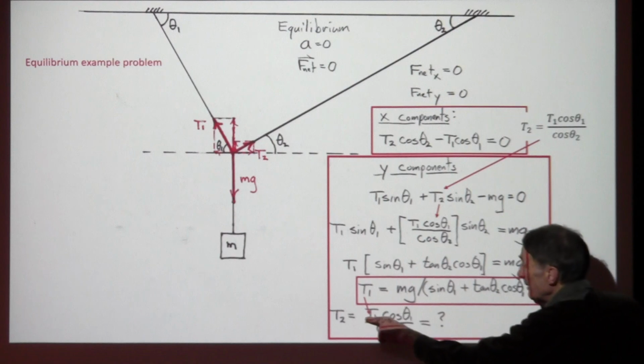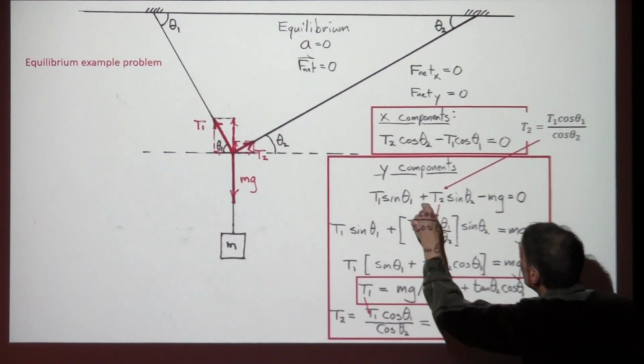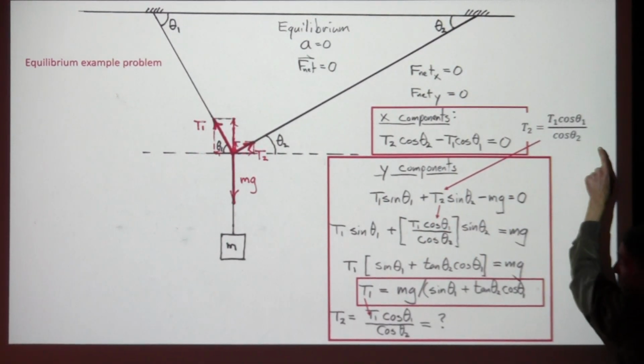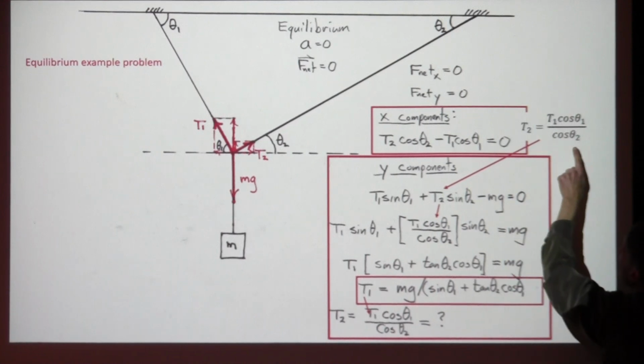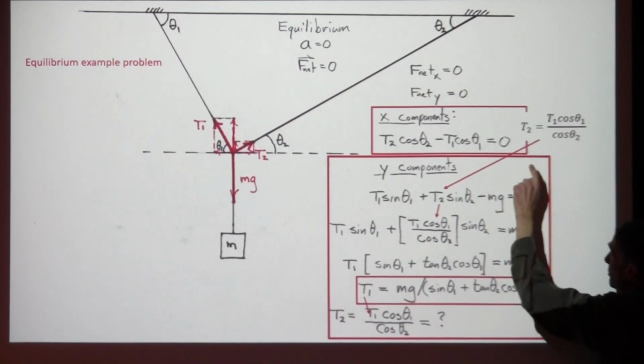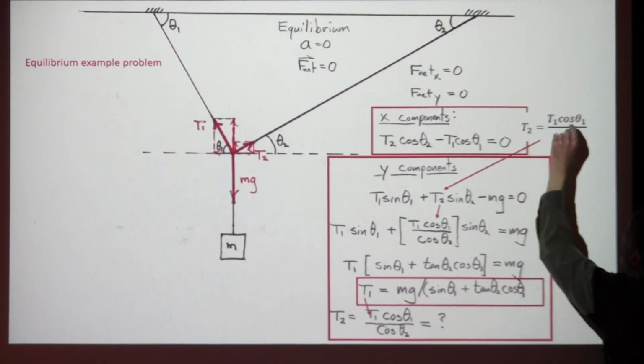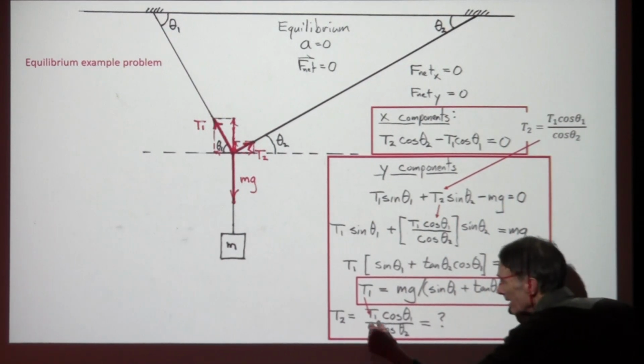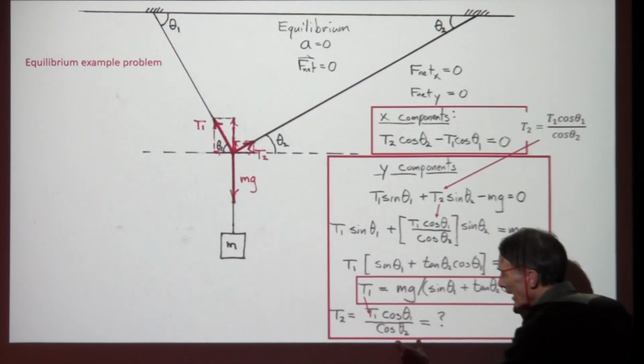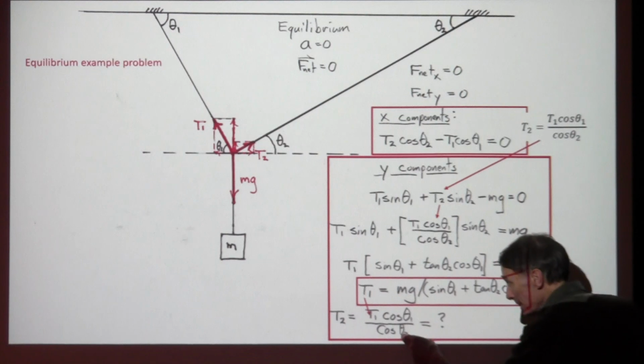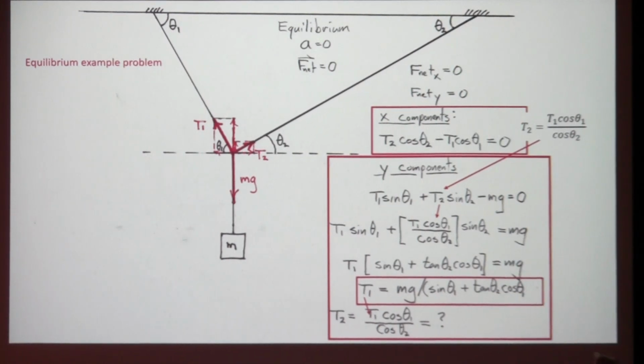Once I have that, now I could go back into either this equation or this one. This one is kind of the simplest one. If I want to get T2, once I have T1, I can stick that in here. And if I know these angles, then I can get T2.